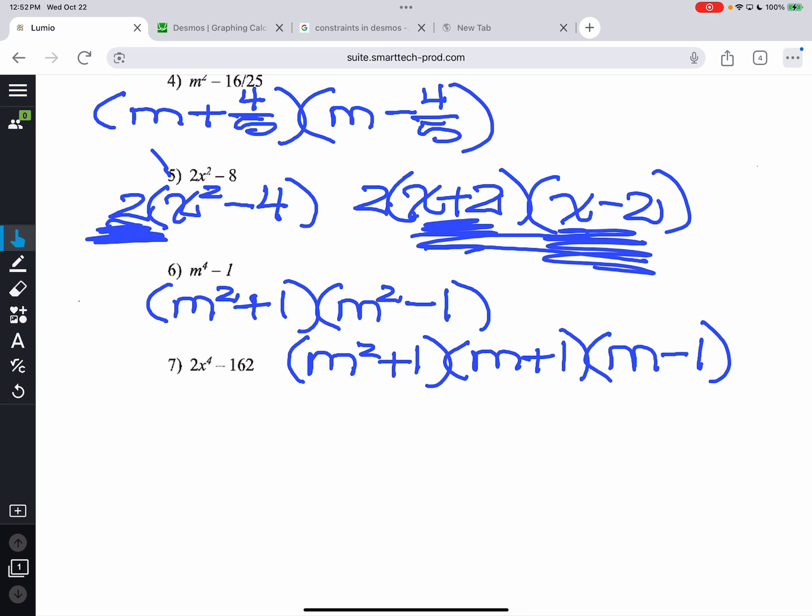Why didn't we do m squared for the first one, but m and 1 for the other 2? Well, m squared plus 1 doesn't change, because it's addition. You only break it down further when it's subtraction. Oh, because they're perfect squares and you can't do the square root. Yes. All right, you do number 7.